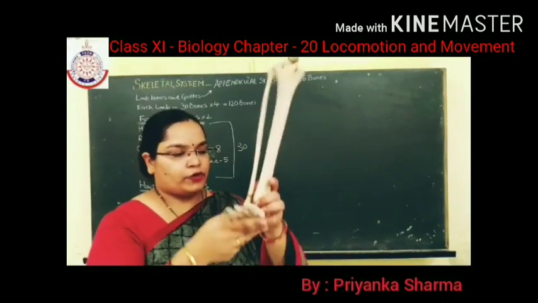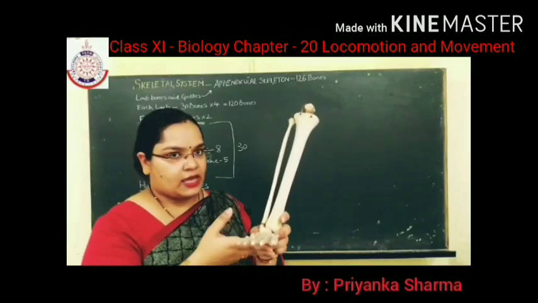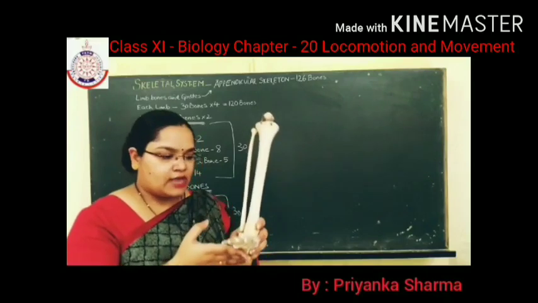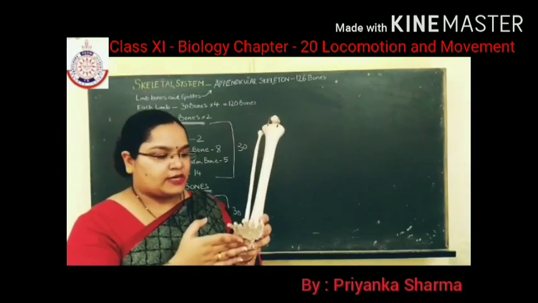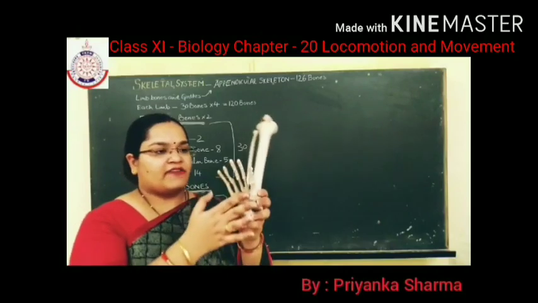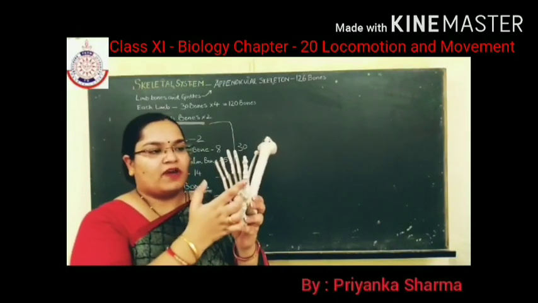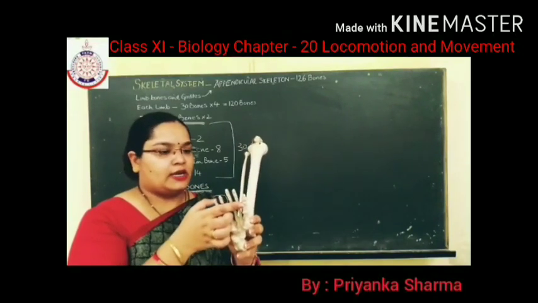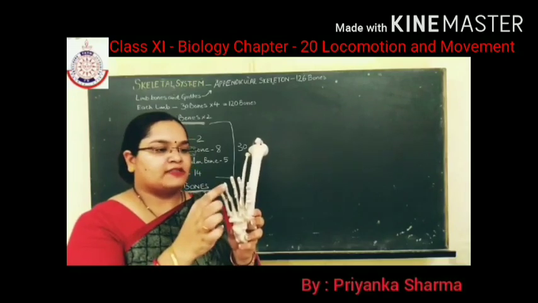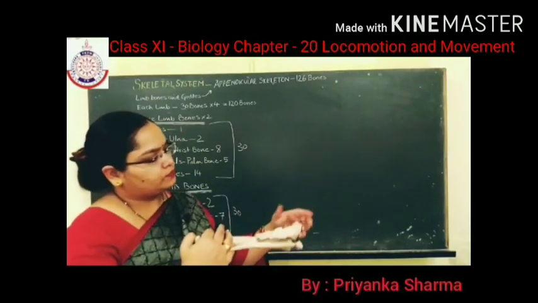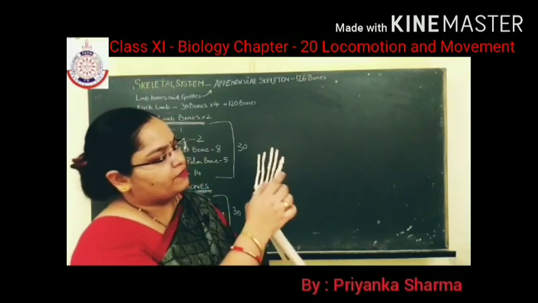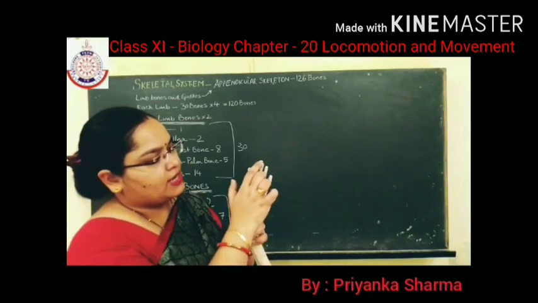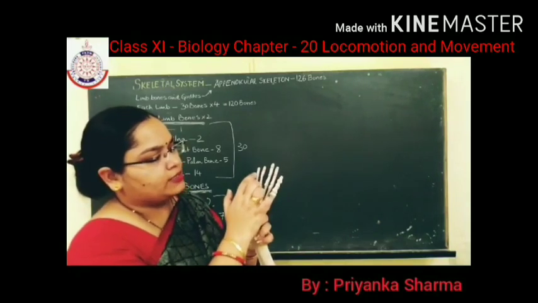Then in the foot, bones are present. First of all, the ankle bones, which are known as tarsals, are 7 in number. After the tarsals, next are the metatarsals. Metatarsals are 5 in number: 1, 2, 3, 4, 5. Then next are the phalanges, and phalanges are 14 in number. You can see here. Okay, it was clear from here.